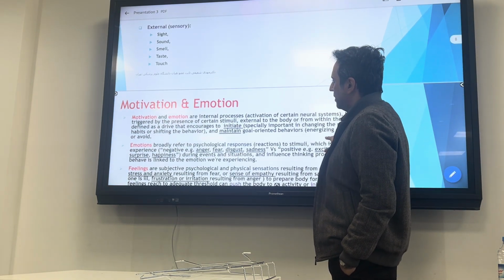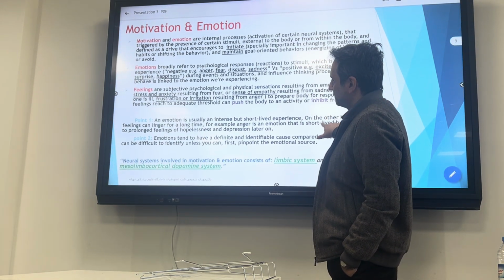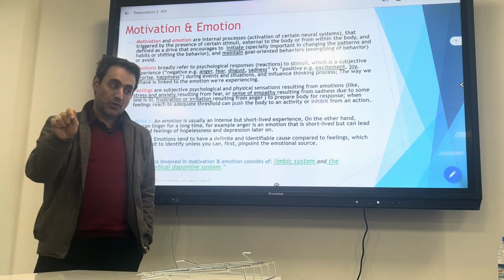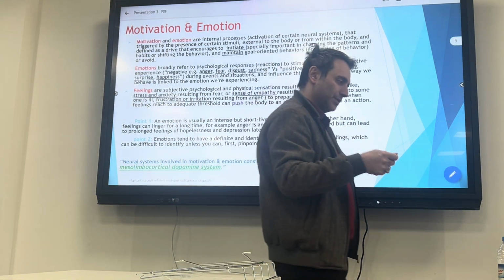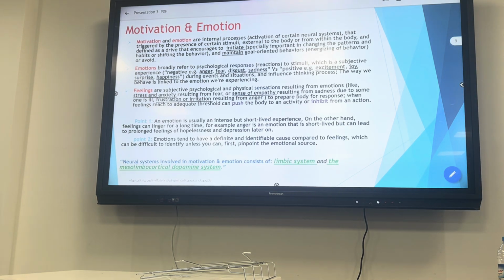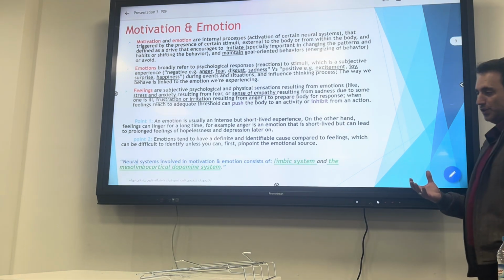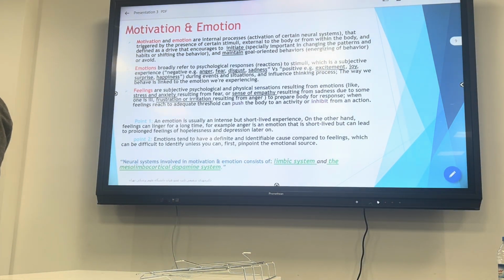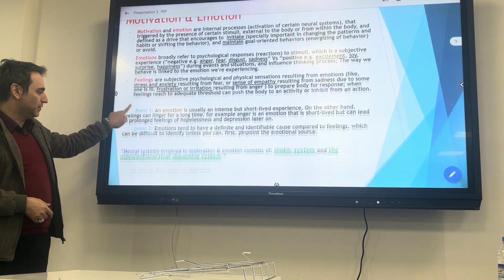These are stimuli. But we told that, okay, a stimulus is a starter. A starter of what? Of the engine. What is the engine? Emotion, motivation, a part of the brain. This is very important here.